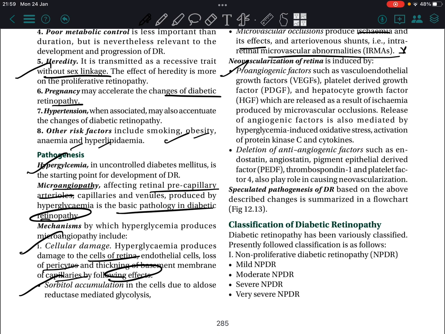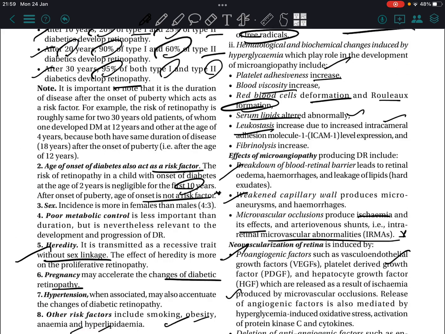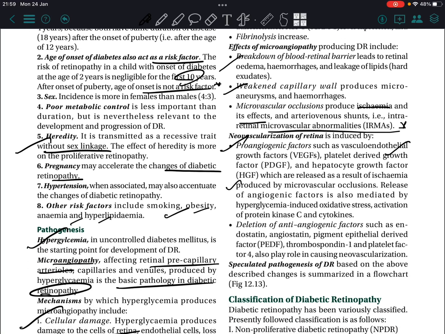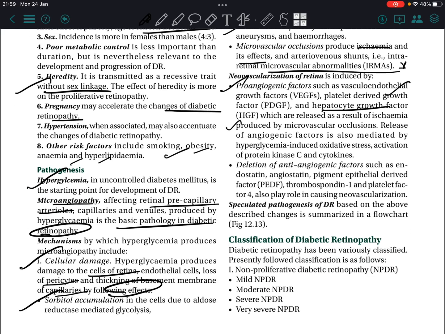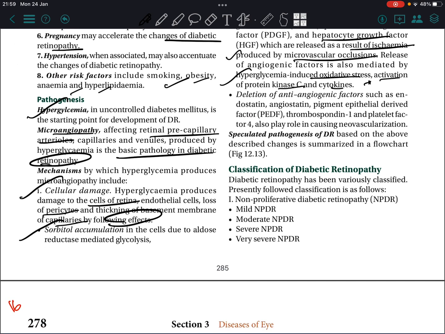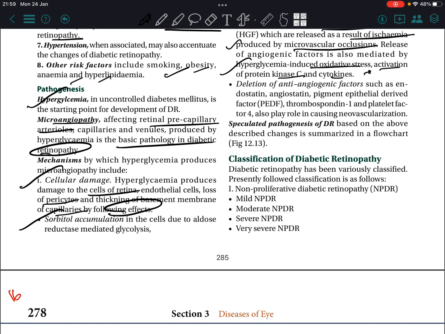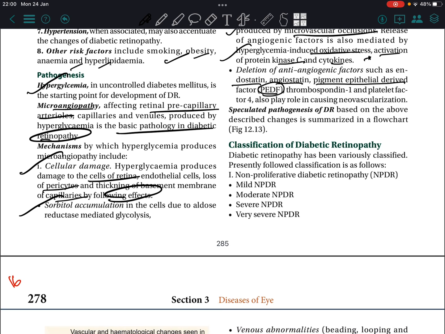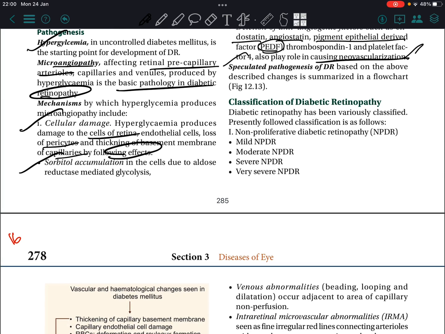and neovascularization of the retina. Pro-angiogenic factors such as VEGF, platelet derived growth factor, and hepatocyte growth factor are released as a result of ischemia produced by microvascular occlusion. Release of angiogenic factors is also mediated by hyperglycemia induced oxidative stress, activation of protein kinase C, and cytokines. Depletion of anti-angiogenic factors such as endostatin, angiostatin, pigment epithelium derived factor, PEDF, thrombospondin 1, and platelet factor 4 also plays a role in causing neovascularization. The pathogenesis of DR based on the above described changes is summarized in flowchart 12.3.